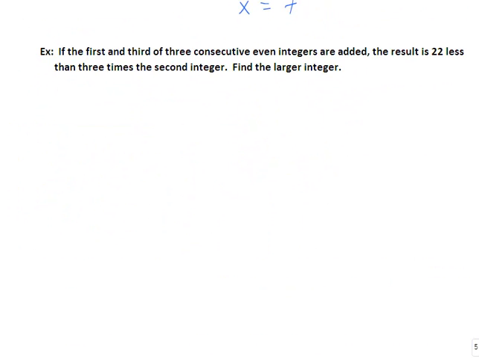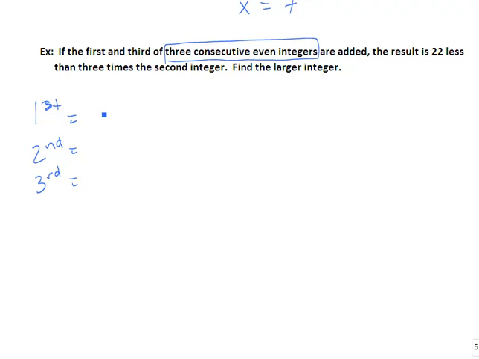Let's try one last example. Okay, it says if the first and third of 3 consecutive even integers are added, the result is 22 less than 3 times the second integer. Find the larger integer. Now that's a little overwhelming at first, but the first thing you need to identify again is the fact that we're looking for 3 consecutive even integers. So we want 3 numbers this time. So let me label them first, second, and third.